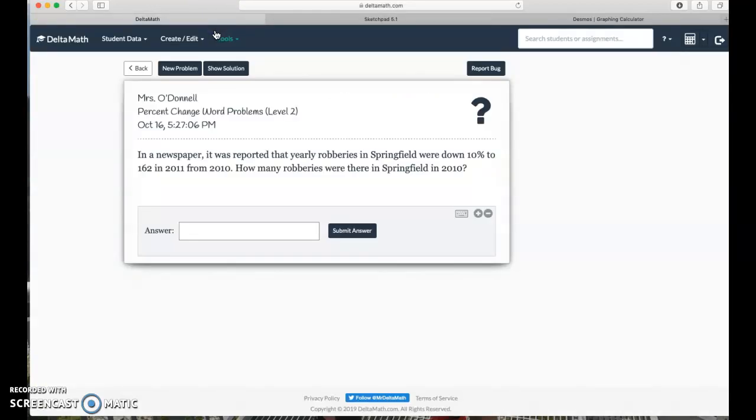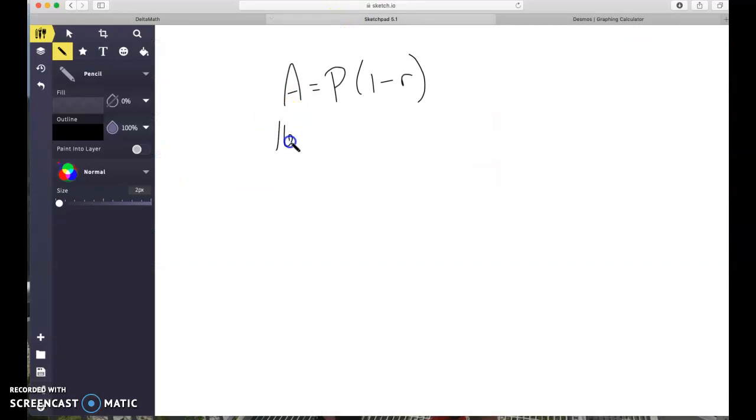Our rate of decrease is 10%. And the amount that they're giving us is the final amount, not the original amount. So I'm going to put 162 on the left-hand side of my equal sign. My rate was 10%, so I'm going to subtract off 10%. So 162 is actually 90%, or 0.9, of that principal amount.